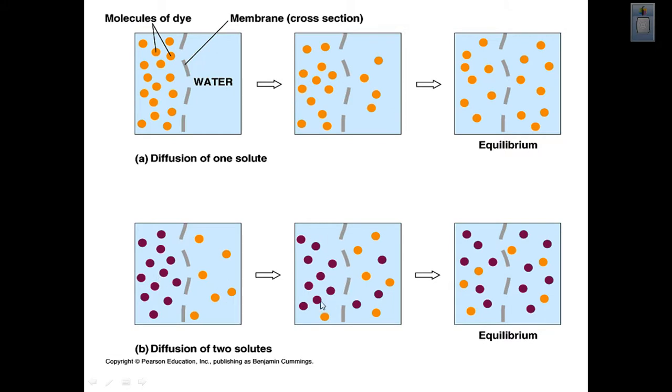So in picture 2, you can kind of see some of the yellows or oranges went to this side, some of the purples went to this side, and in the last picture, you have an equilibrium that has been reached, because you've got equal solute concentration of both of those on either side of the cell membrane.